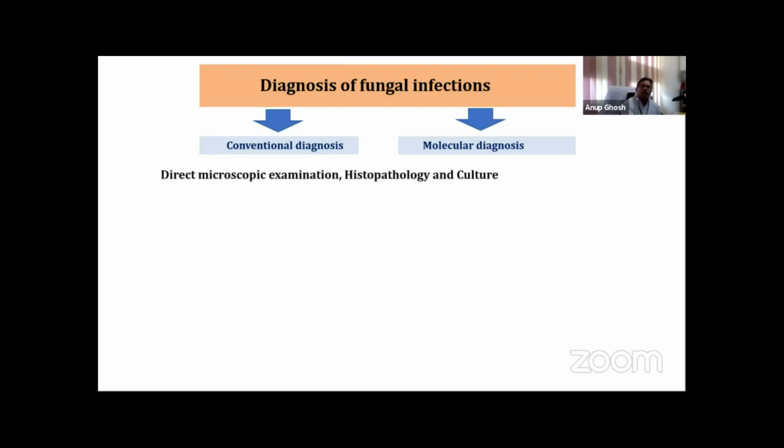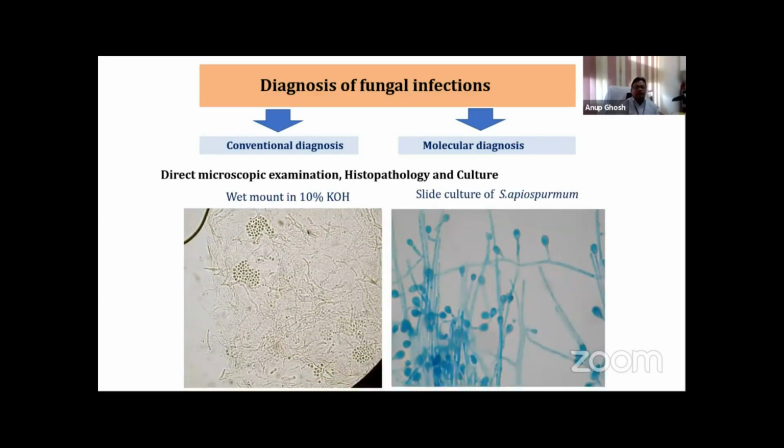and why we need molecular diagnosis more. Now, conventional diagnosis depends mainly on direct microscopy, histopathological diagnosis, and culture, which is known as the gold standard. Now, in this slide, you can see a wet mount from a tissue sample with 10% KOH. Ideally, the 10% KOH dissolves the tissue and the fungal bodies come out, and under the microscope we can see. But in this picture, I'm showing the slide culture.